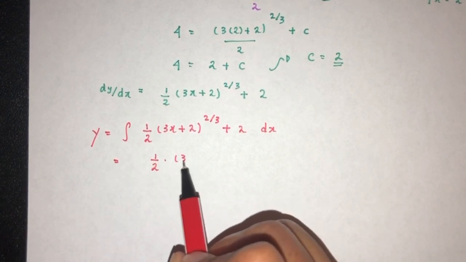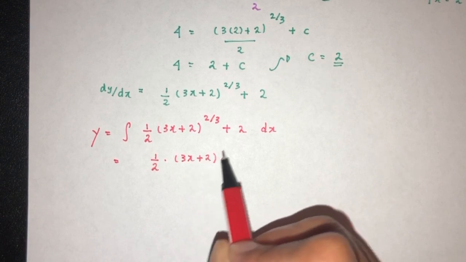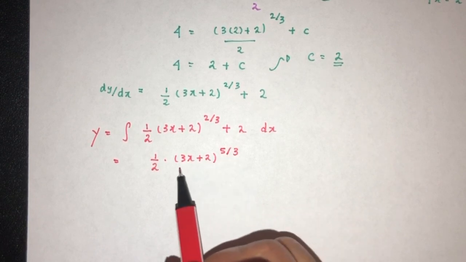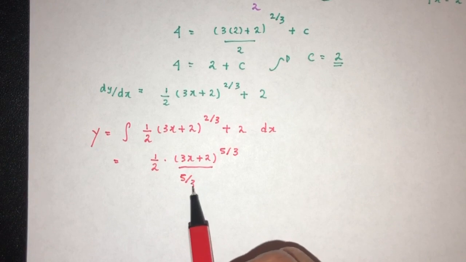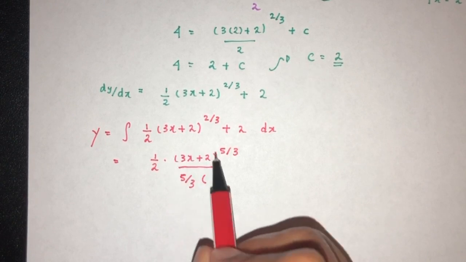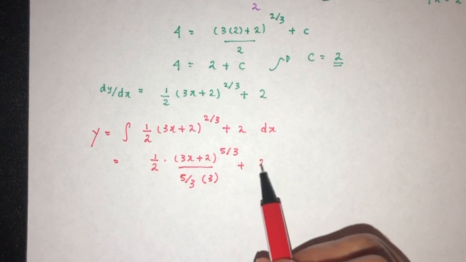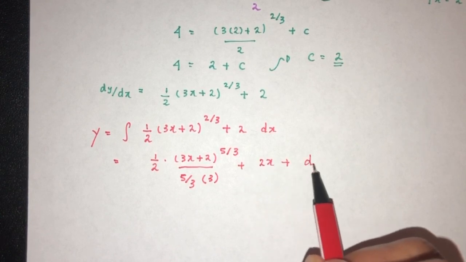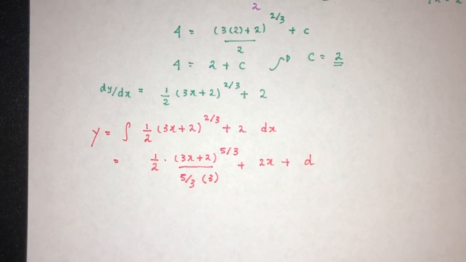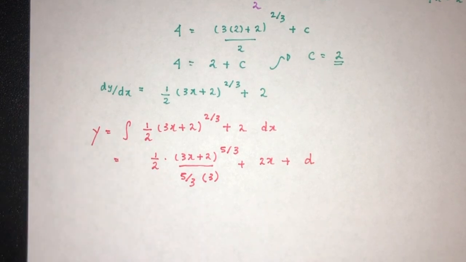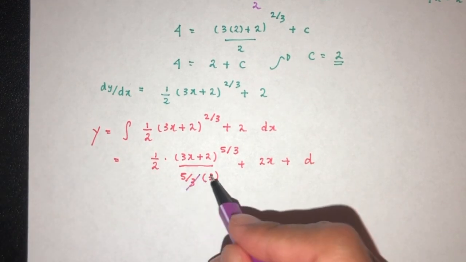Then we increase the power by 1, obviously, that will be 5 over 3. Then divide by the power, and then divide by the d by dx of this value, that will be 3. And then plus, this will become 2x, and plus d for the constant of integration. So we use c already, let's use d now. So now we have to simplify, obviously, that will be cancelled out.